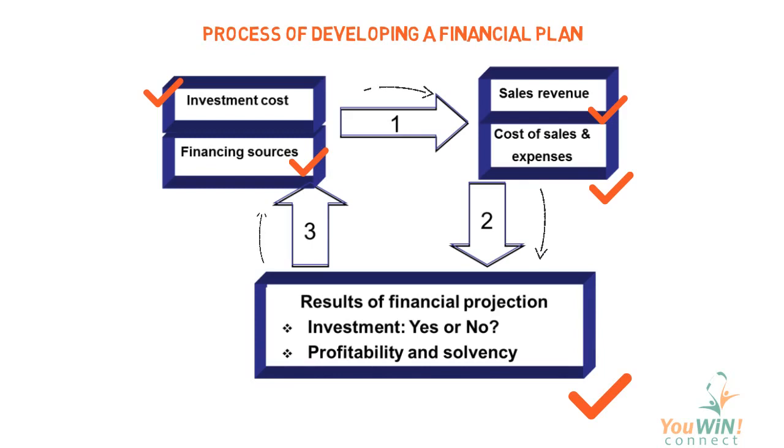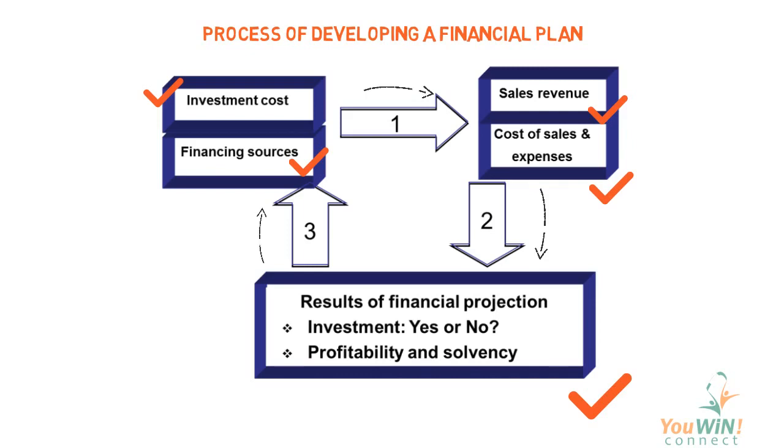When you mix the investment, add the sales revenue to it, and take out the costs, it brings you to the point where you have results of financial projection. Now, the results of the financial projections can either show that the investment is profitable and there's some level of solvency with it. If it is, then you can take a decision if you should invest or not. And when you do that, you go back to the beginning, and that's how it becomes a cycle.